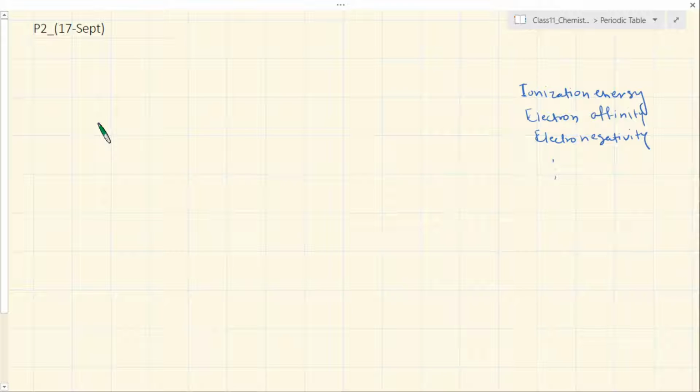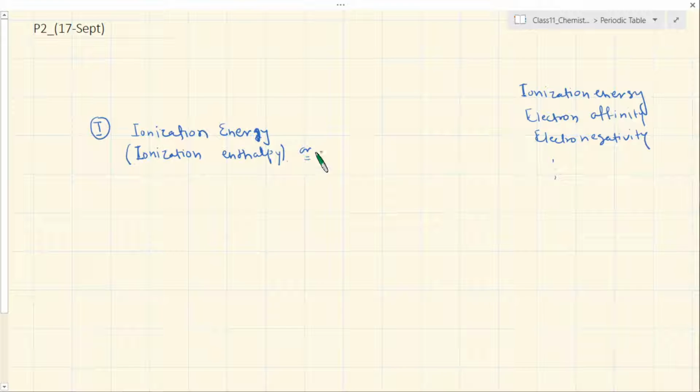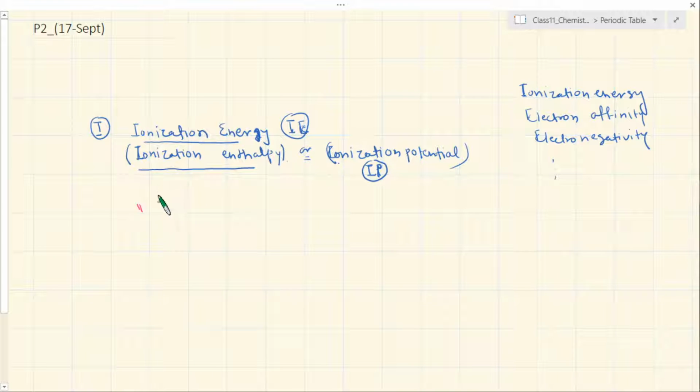So we'll start with the first parameter, and that is ionization energy. It is also referred to as ionization enthalpy. It is also sometimes referred to as ionization potential, abbreviated as IE or IP from ionization potential. Let me state it first.